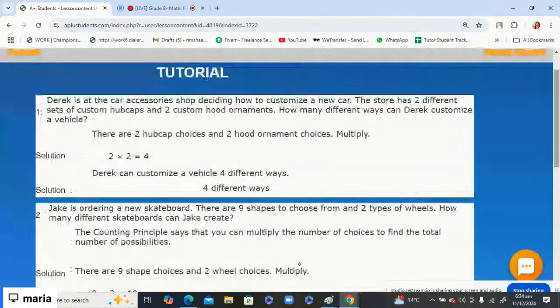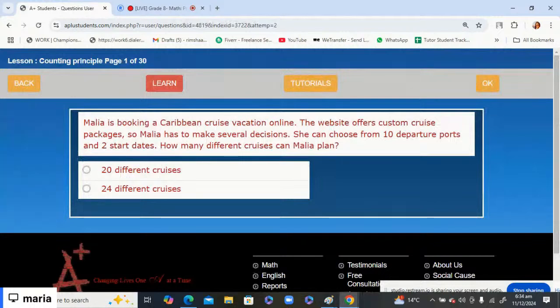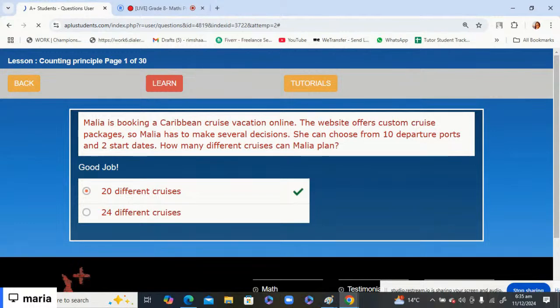Let's do the test questions. Melia is booking a Caribbean cruise vacation online. The website offers custom cruise packages, so Melia has to make several decisions. She can choose from 10 departure ports and 2 start dates. How many different cruises can Melia plan? 10 times 2 is 20, so there are 20 different cruises. That's it.